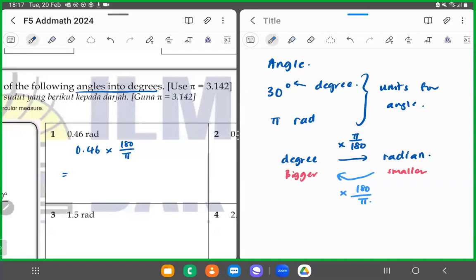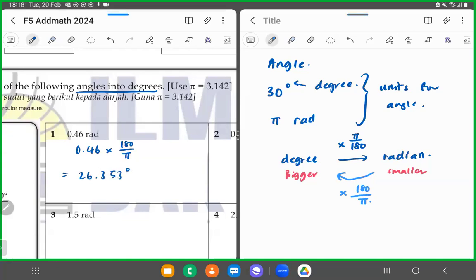What would you get? How many decimal places? At least four significant figures, four numbers. If you want to make it safe, three decimal places at least. You can write more. Okay, 26.353. So 26.353.